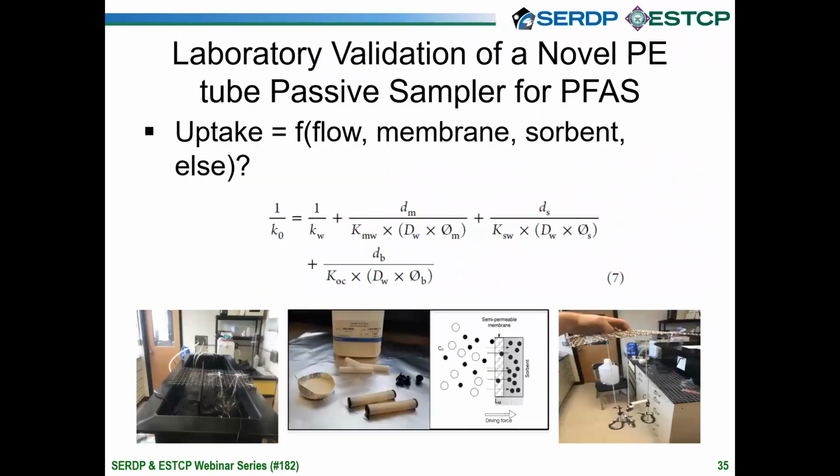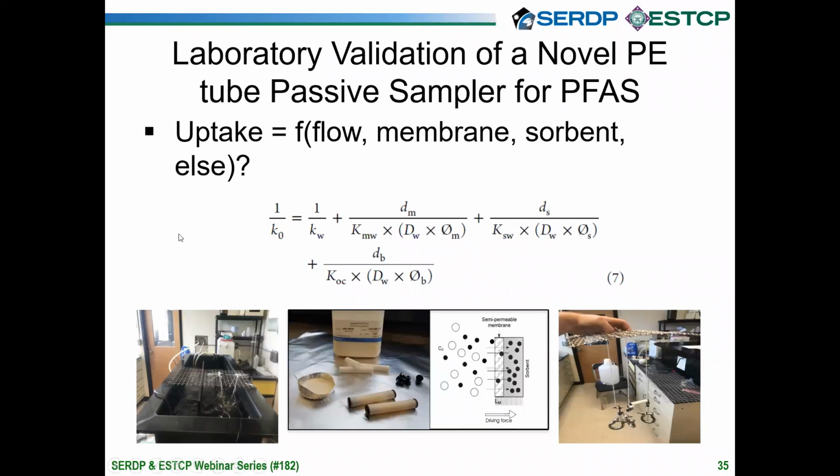We then took the sampler into the lab. This was again part through SERDP funding, and we put them into an aquarium, a tank, where we were able to control temperature and flow rates. We wanted to make sure we understood the influence of external variables on the performance of this tube sampler. And here is a little cross-section of the sampler. You see the polyethylene membrane, and inside we use a commercial solvent like HMB or a wax or something of that kind.